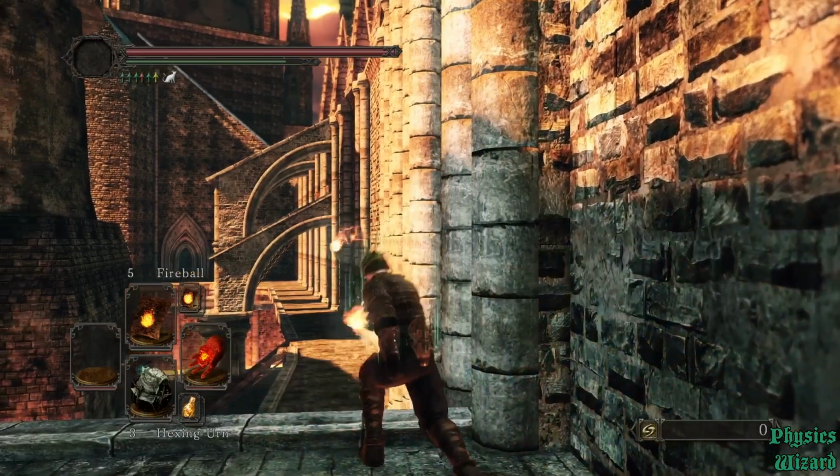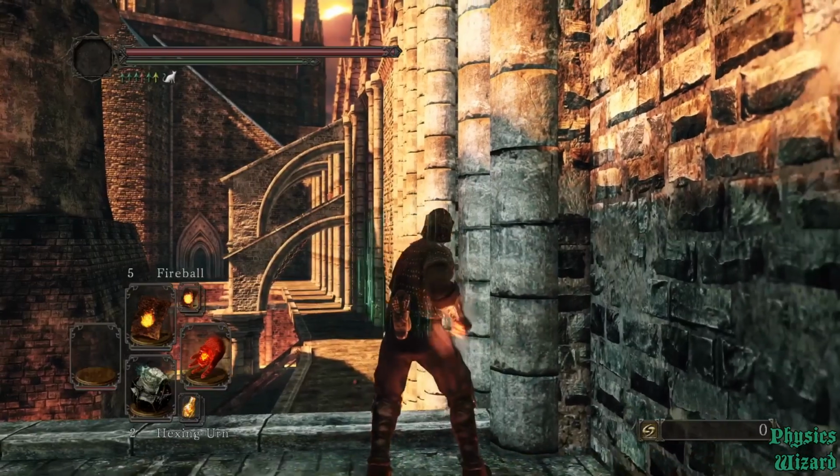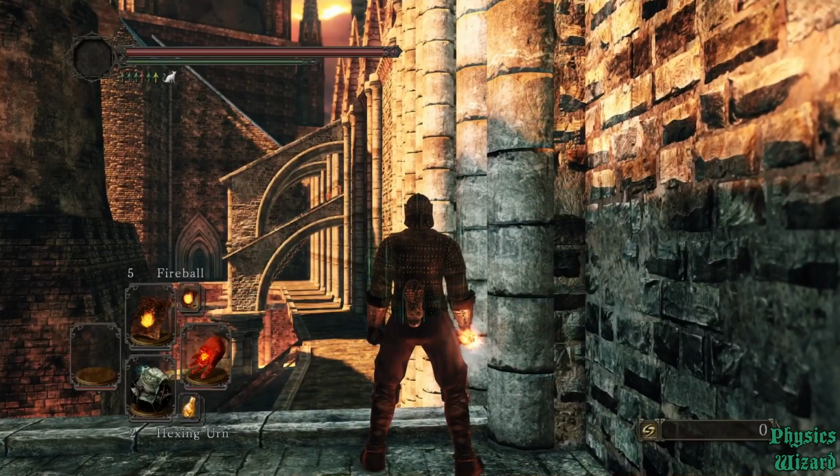Since summoning fireballs is a form of magic in this game, I cannot explain why fireballs fall similarly to other thrown objects. Why they do is anybody's guess.